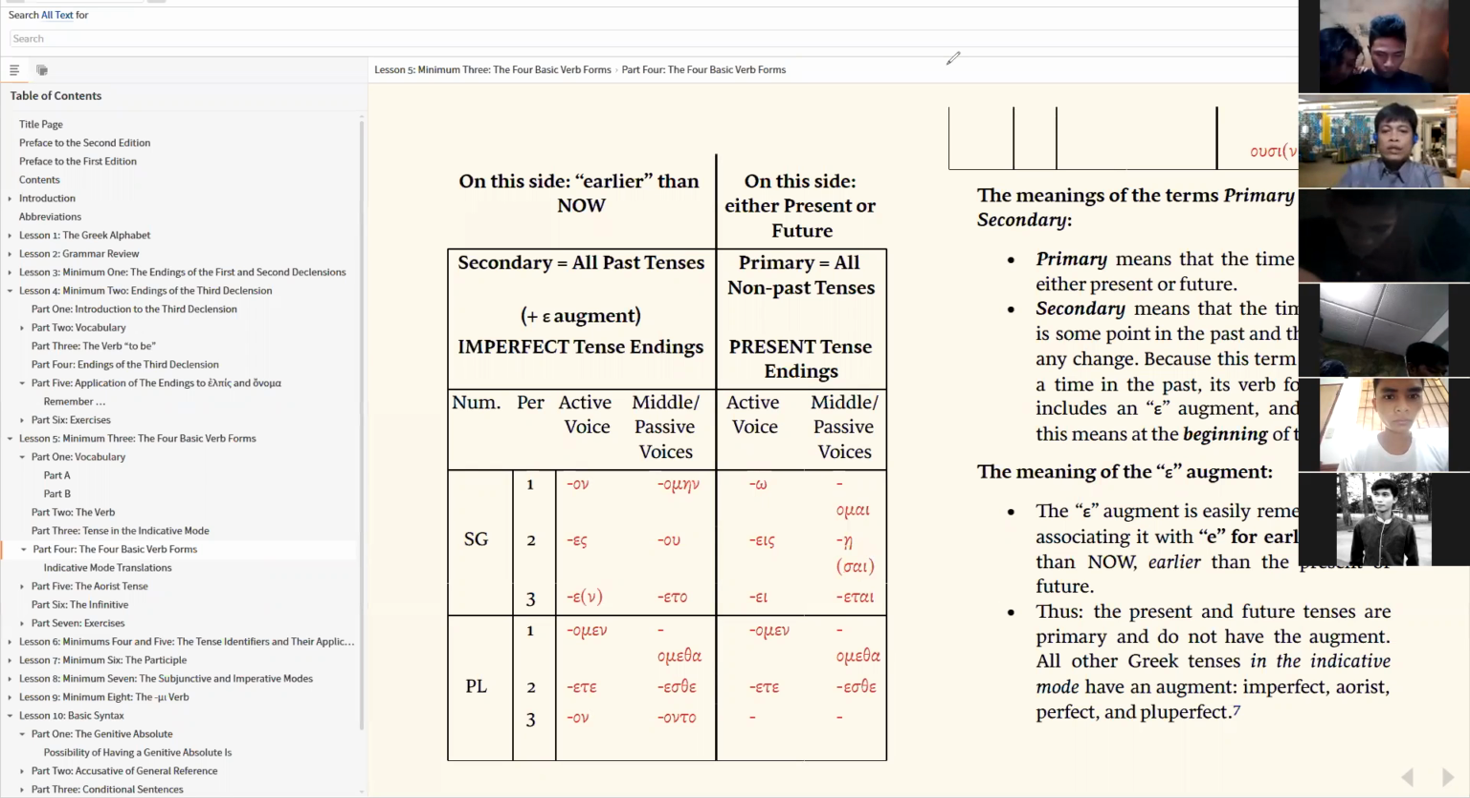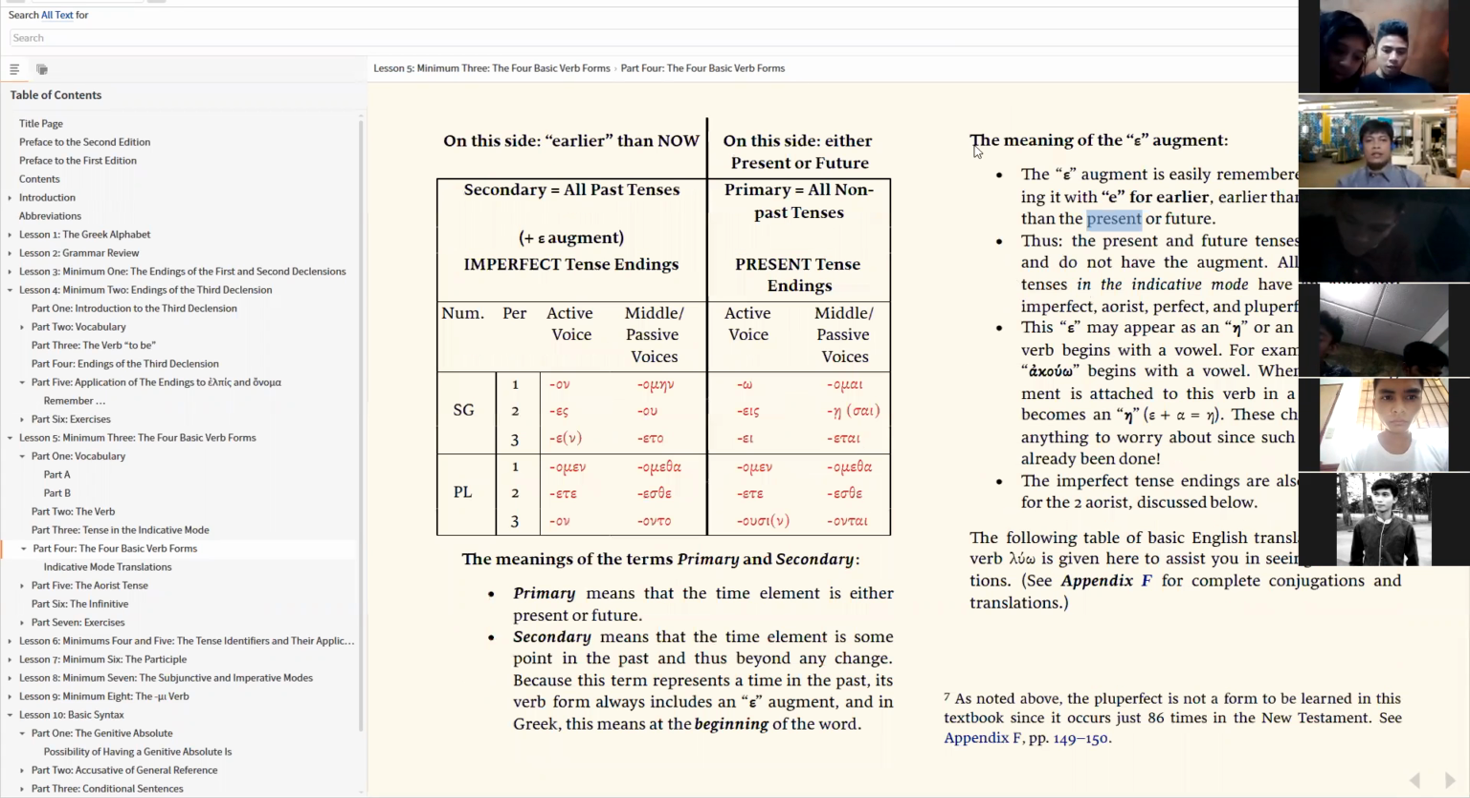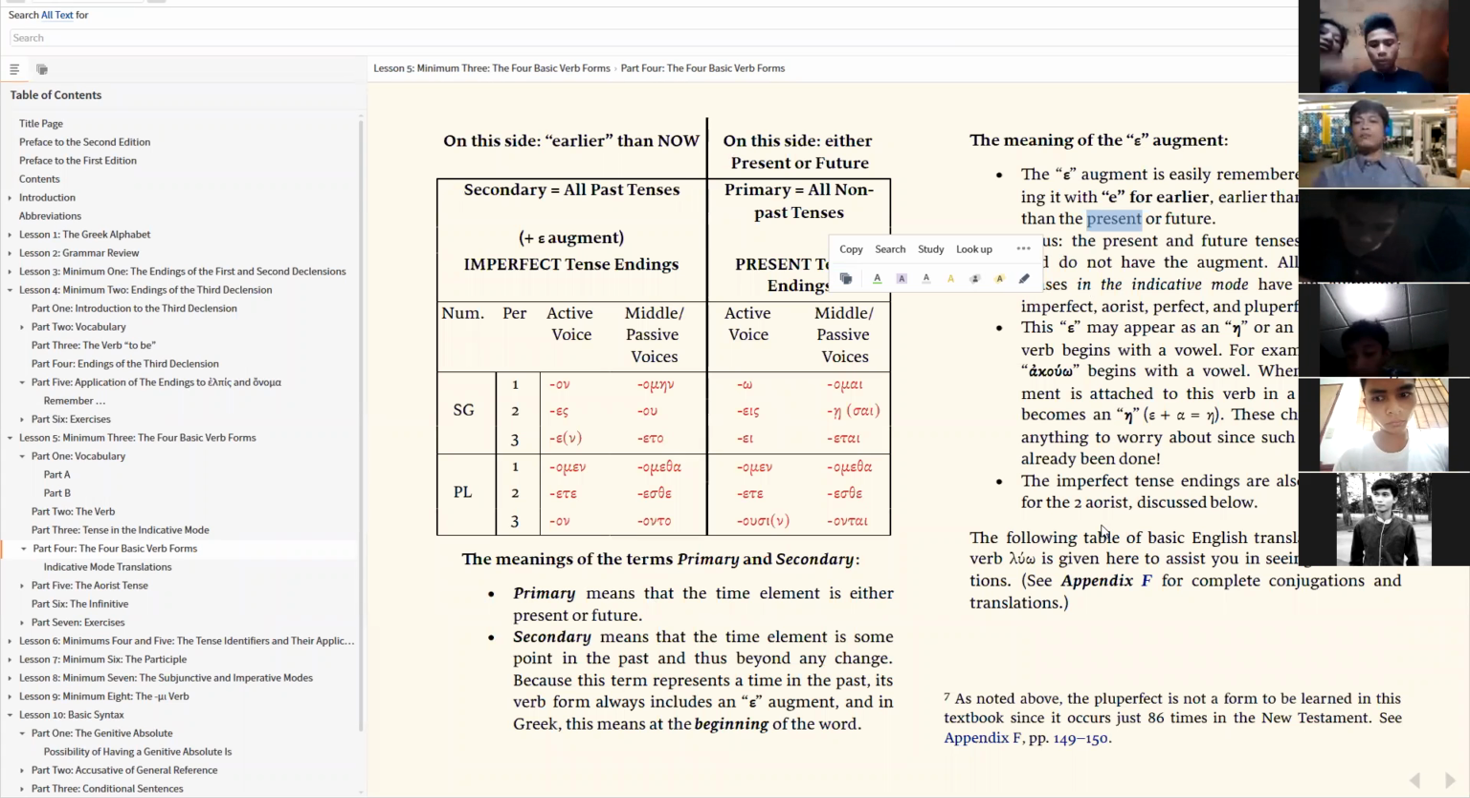Now this is very important that you take note. Let me see if I can make it a little bit smaller. All right, it's there. Very good. Before we move on, do you have any questions?